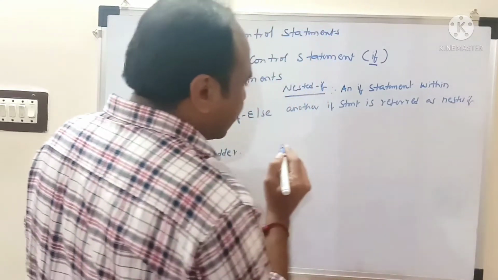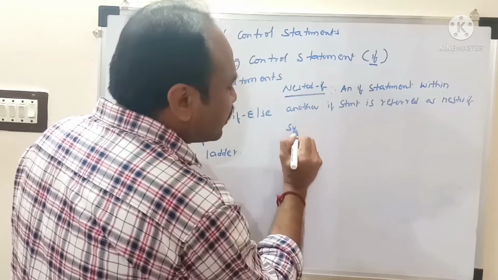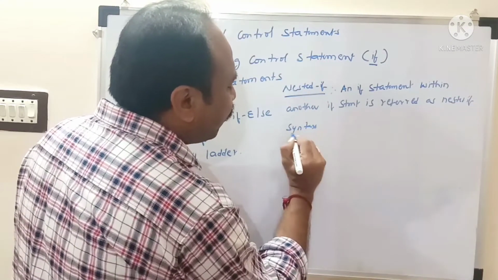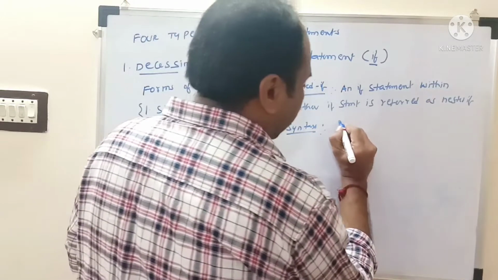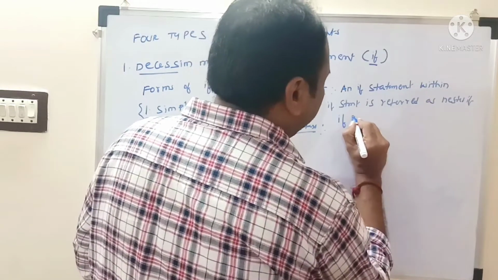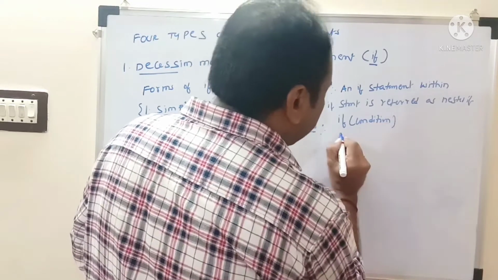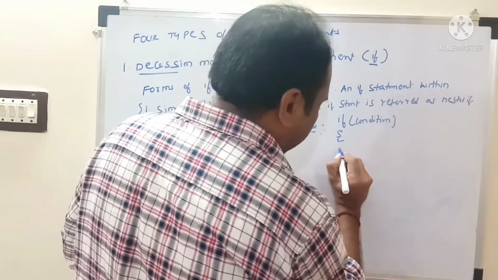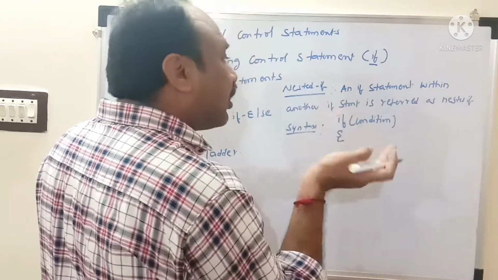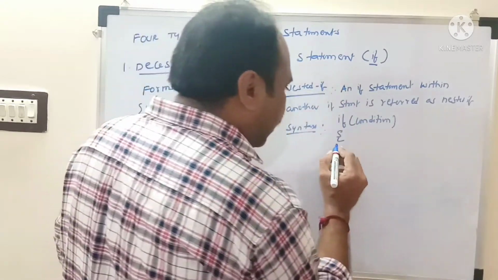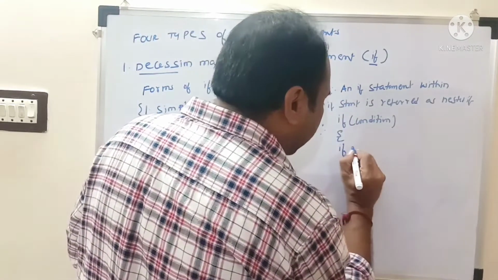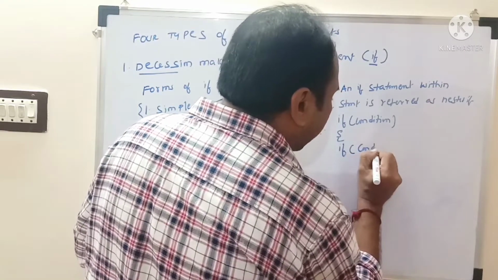The syntax is like this. Syntax means when you are going to use nested if, we have to write like this only. First I write if of condition. If this condition is true, the if block starts. What is nested if? An if statement within another if statement is referred to as nested if. Now I am writing one more if of condition.